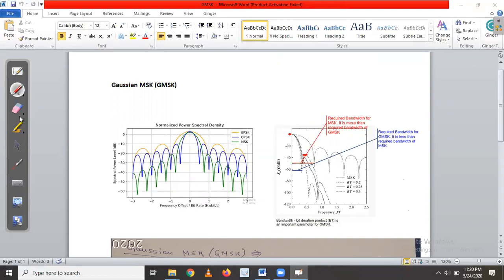And what is the purpose of this Gaussian filter? The purpose of the filter is to vary the shape of the pulse, like the raised cosine pulse. We have seen that one parameter, alpha, the roll-off factor, was there. Here also one parameter is there, that is the bandwidth and bit duration product. See here, the bandwidth and bit duration product, BT, is an important parameter for GMSK.